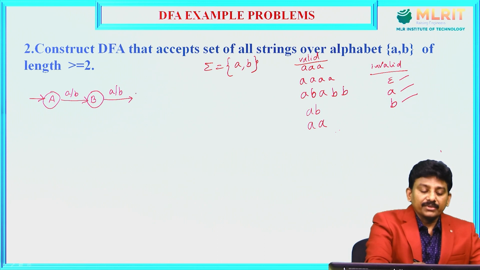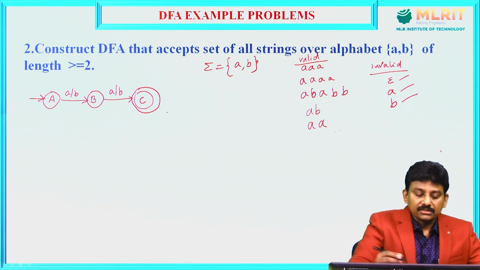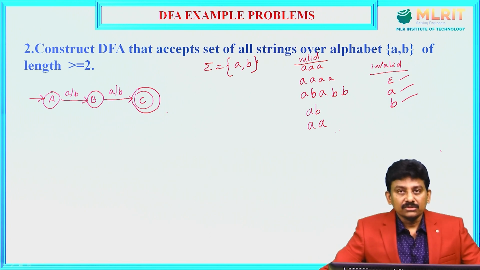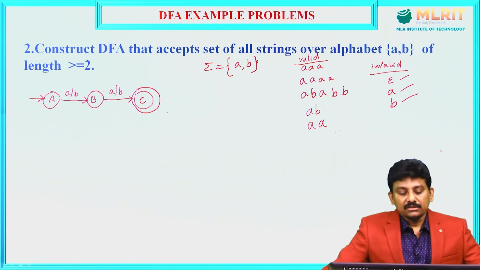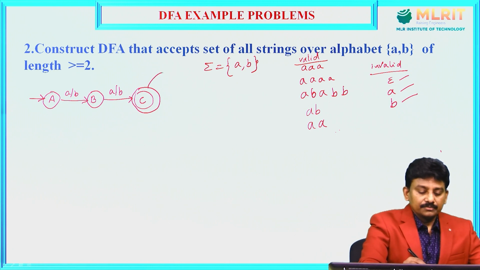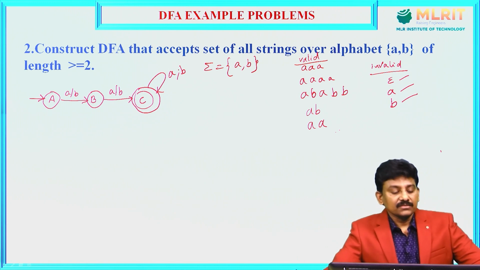But after B, if you read any symbol either A or B, I can go to the final state, because I have seen two symbols. The length of the string up to C is 2. After C, any symbols: length 3 is valid, length 4 valid, length 5 valid, up to infinity, any length. So, you can read any number of symbols A or B and stay in the same state. C is the final state.